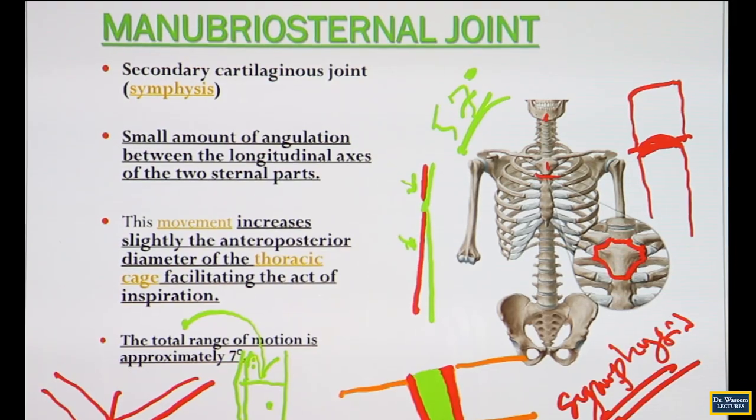But the total range of movement here is not too much. The total range of movement is less than approximately 7 degrees. This is called the manubriosternal joint, a very important joint, in the sense that anatomically it is a big landmark. Because this is the manubriosternal joint, it is also called the sternal angle, and we have already told you that this joint is where your second costal cartilage is attached.